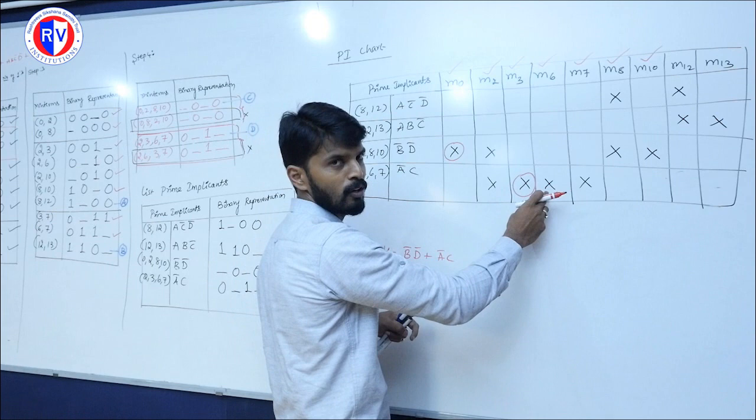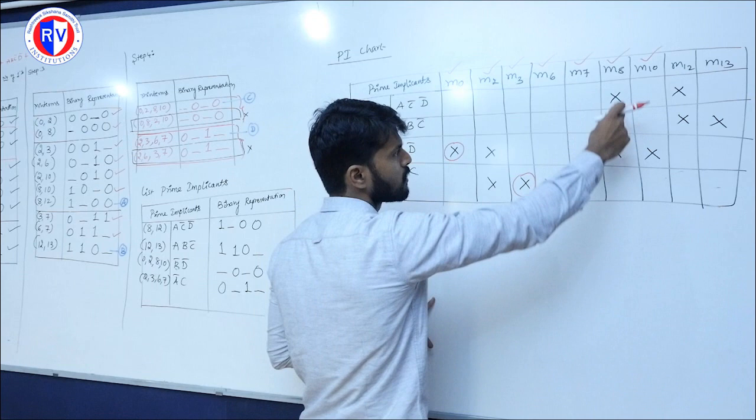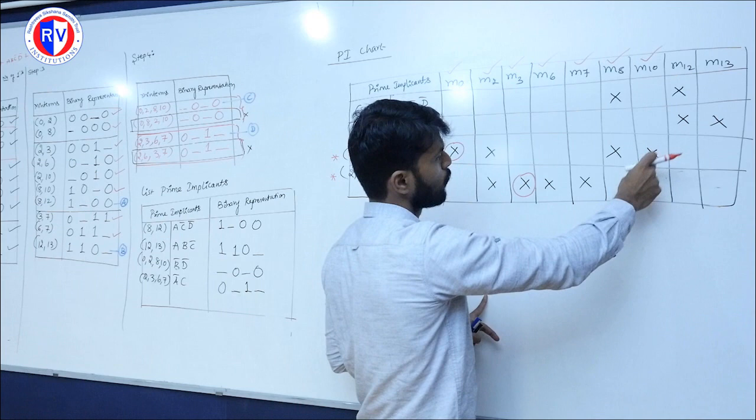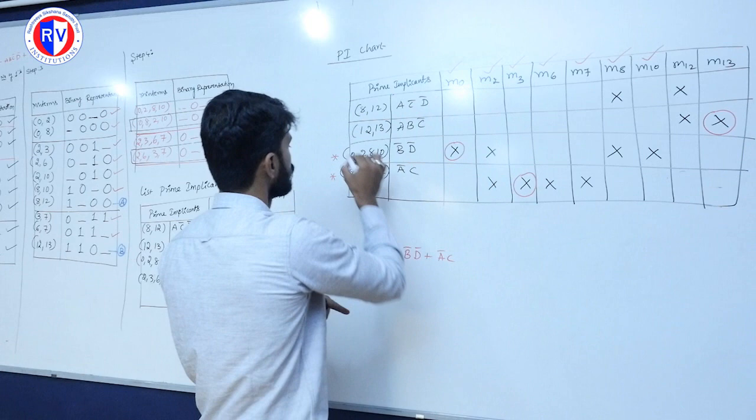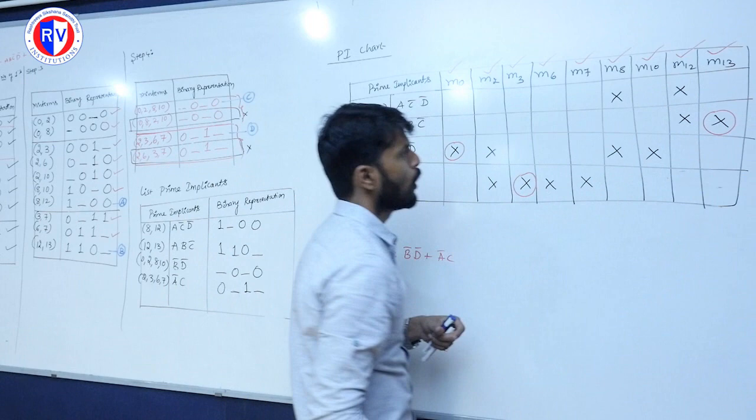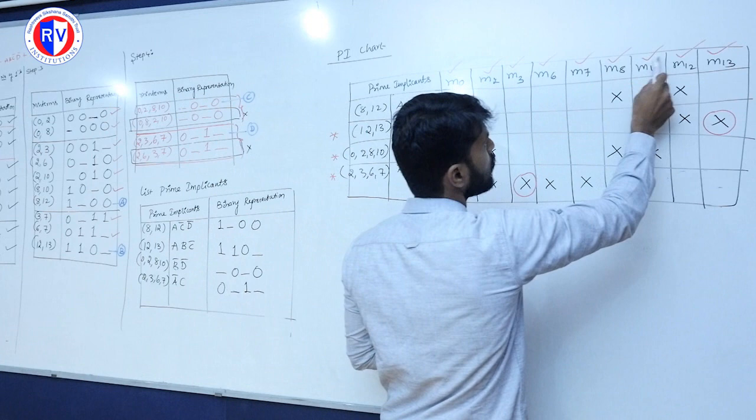Now once we come to this, 2 is there, we are not supposed to. Again here 1 is there, because 1 is there, this term is already covered. It is already taken to the final equation, no need to take. Now here 2. I will circle this. After circling, we need to put a star mark, which in all terms 12 and 13 get covered. So now we need to see whether all the terms are covered or not. See, all the terms are covered.